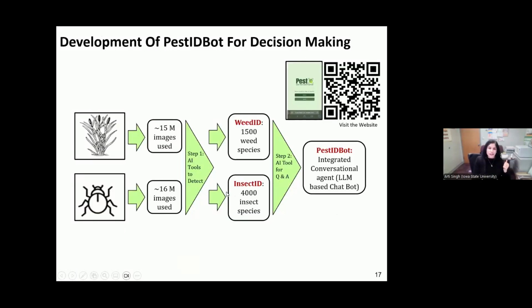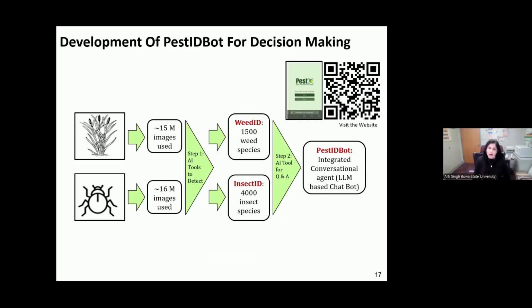So now the question is, we have these two apps which are working phenomenally, which have been trained on millions of images. But now the question is that these are very static apps. We cannot interact, because we can know the taxonomic classification, we can know a lot of different criteria about an insect or weed, but then if a landowner or farmer is in the field and they have some question, they cannot interact back and forth in real time.